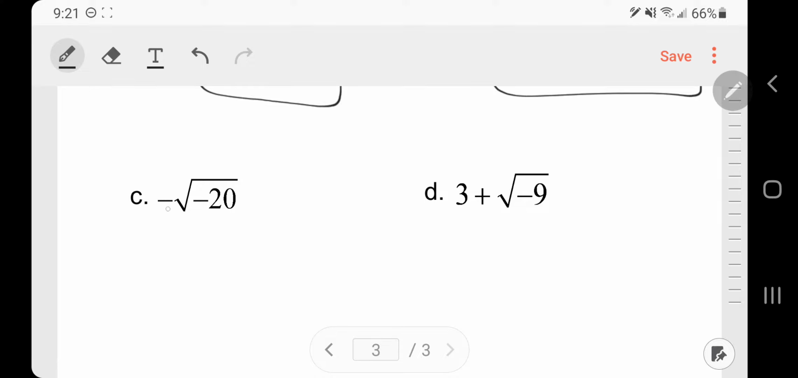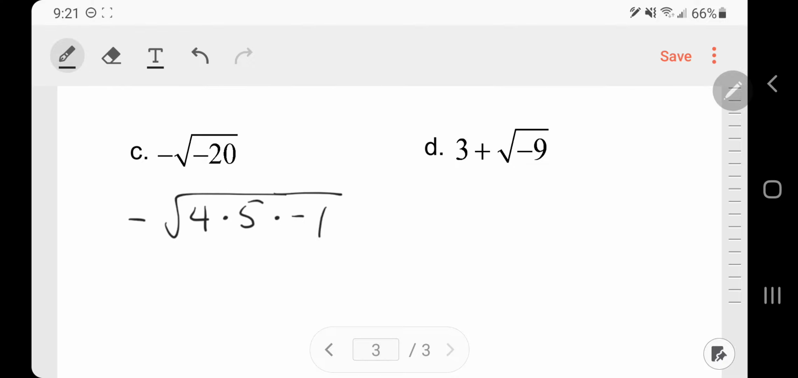Here we have negative and then the square root of -20. That negative's on the outside, so we're just focusing on breaking apart that -20. We could break that into, let's use the perfect square, 4 times 5, and again, -1. So again, that 20 broke into 4 times 5. You want one of your multiples to be the greatest perfect square. So in this case, it's 4.